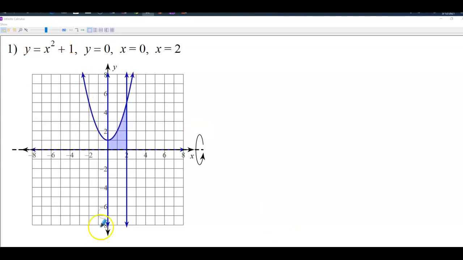But they do give us two other equations here. They give us y equals 0. That's actually just the x-axis. And they also give us x equals 0, and that's just the y-axis. And then finally they give us x equals 2, and that's this line right here.